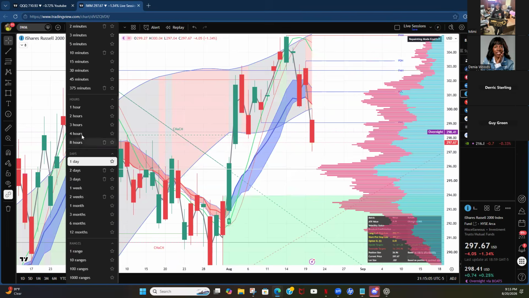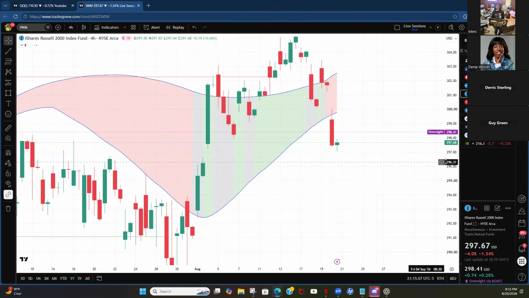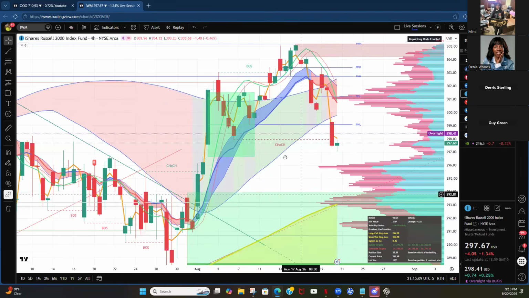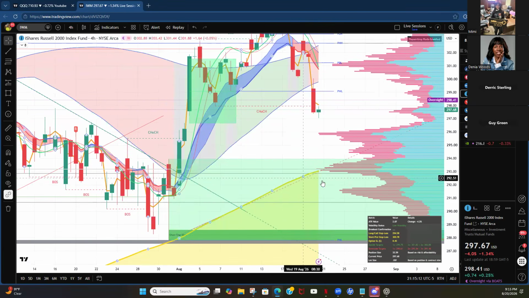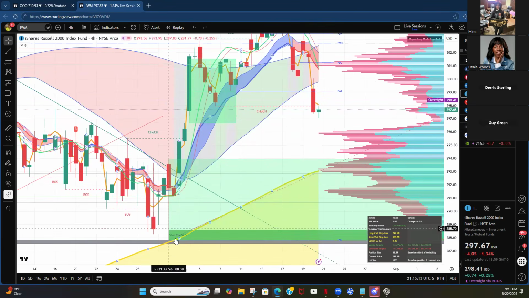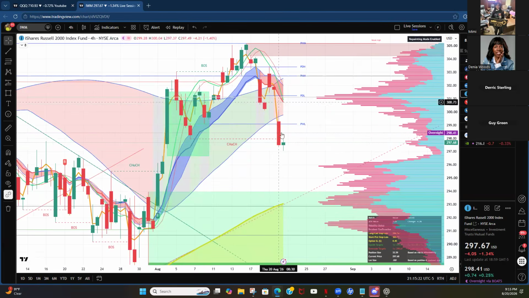Let me look at the 4 hour. Yeah, it's outside the cloud here too. The 200 sits all the way here in this order block and has been pushing up to catch up with price. So that may be a good connect as well for the 200 to catch price, especially with them pulling back. This was a nice gap right here.